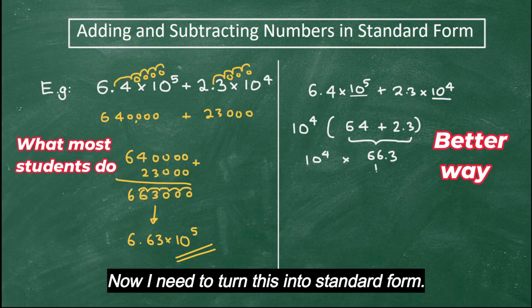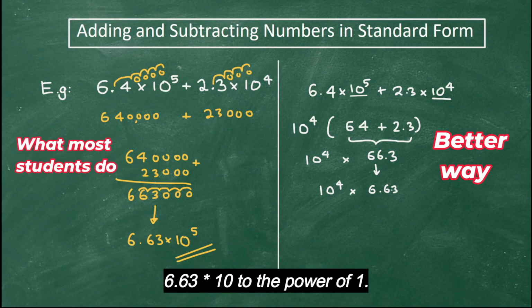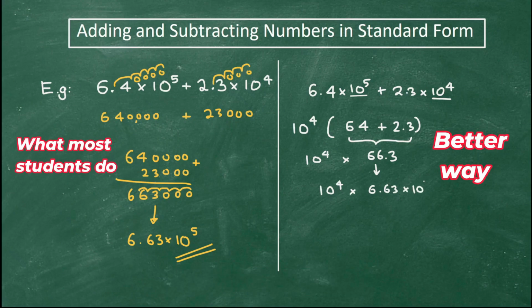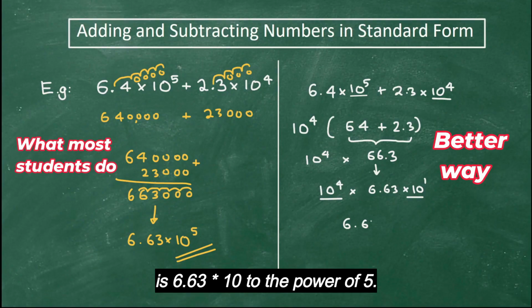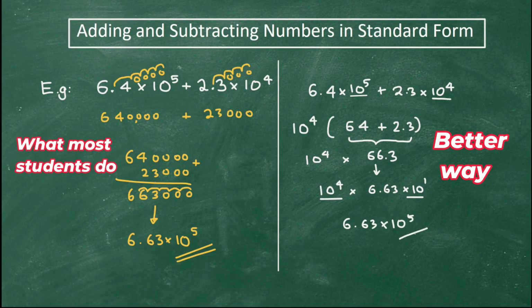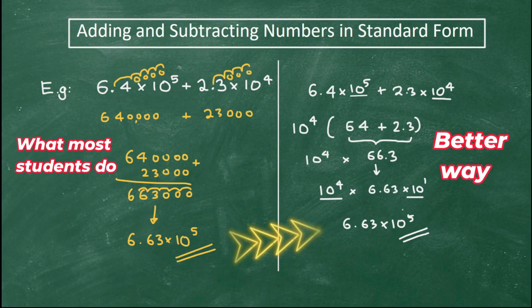Now I need to turn this into standard form. That will be 6.63 times 10 to the power of 1. Obviously you can combine these two. My final answer is 6.63 times 10 to the power of 5. Done and dusted. You get exactly the same answer, but the second method is much easier.